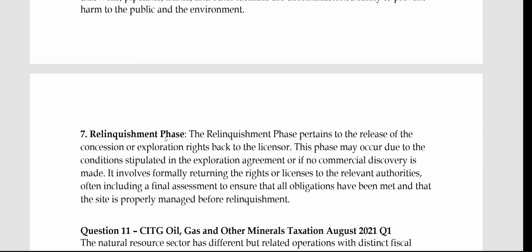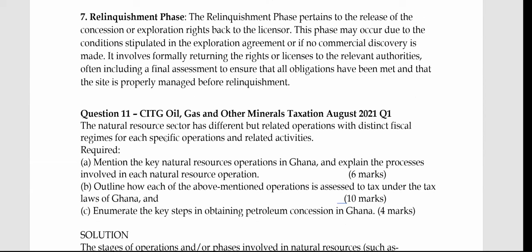Relinquishment phase. The relinquishment phase pertains to the release of the concession or exploration right back to the licensor. This phase may occur due to the conditions stipulated in the exploration agreement or if no commercial discovery is made. It involves formally returning the rights or license to the relevant authorities, often including a final assessment to ensure that all obligations have been met and that the site is properly managed before relinquishment.